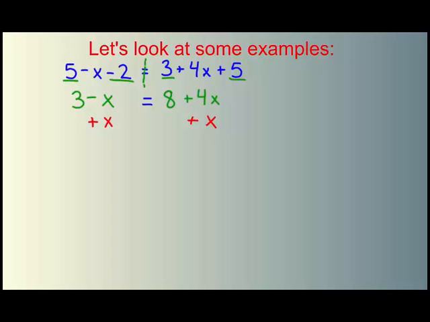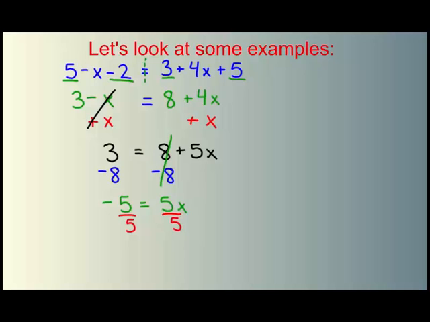Once I do that, I am now ready to start moving my variables from one side to the other. So I'm just going to add my x over to here in order to eliminate from the left side. I get that 3 on the left equals 8 plus 5x on the right. Subtract my 8 over to the left side of the equation. And I get that negative 5 is equal to 5x. Divide by 5 on each side to get that x by itself, and I get that x equals negative 1.